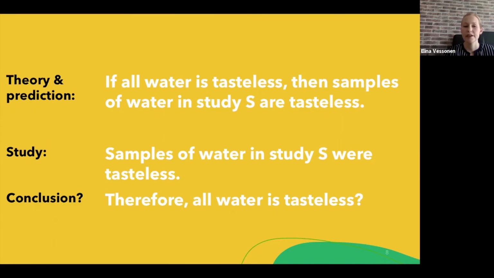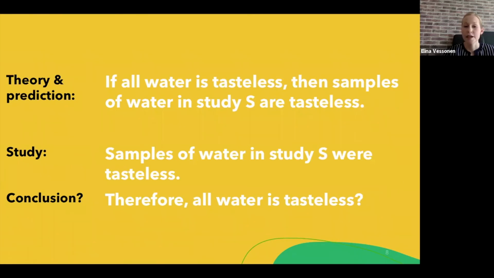Then the next step in the hypothetical deductivist method is deriving consequences of this theory. So the idea is that we try to figure out what kinds of experimental results would have to occur if our theory were true. So if our theory of the properties of water is true, what would have to happen in an experimental setup? And one thing that we might expect or predict is that if our theory about water is true, then in a study where we have samples of water under certain circumstances, for example, in room temperature, those water samples would be tasteless.